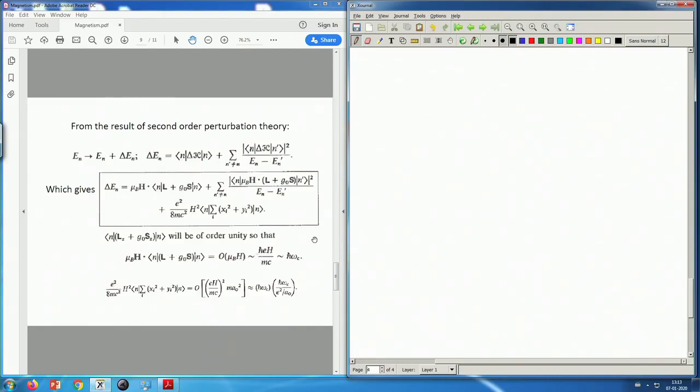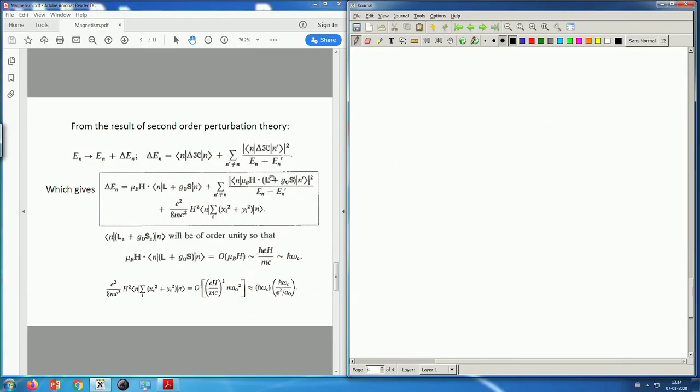But the message from today is that there are two contributions to the change in energy due to the magnetic field of a free electron. One comes from the momentum being shifted by eA by c, and the other comes from the magnetic field interacting with the spin, and that p plus eA by c term gives a contribution both to paramagnetism and to diamagnetism. It is the only contribution to diamagnetism, and I will show you why it is called diamagnetism.